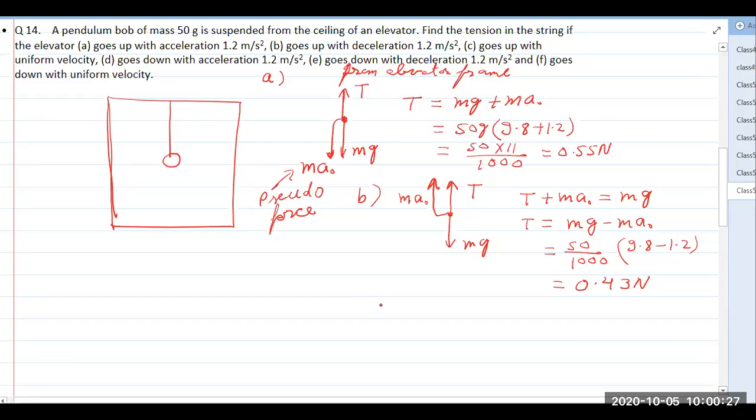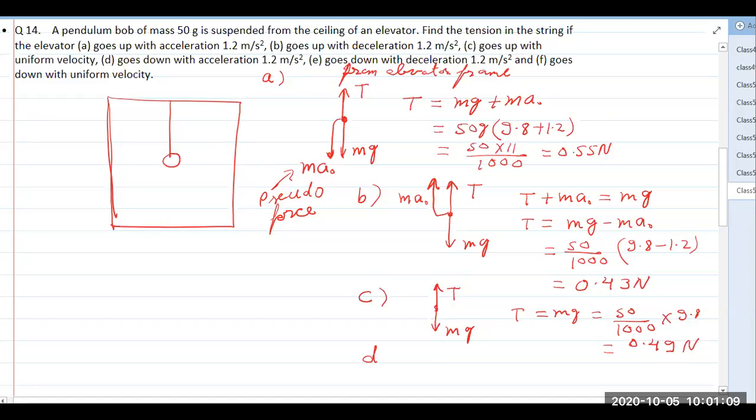Now in part C, it says goes up with uniform velocity. For uniform velocity, there is no acceleration. No acceleration means no pseudo force. So mg will be equal to tension. T equal to mg. M is 50 by 1000, g is 9.8. So it will be 0.49 Newton we are getting.